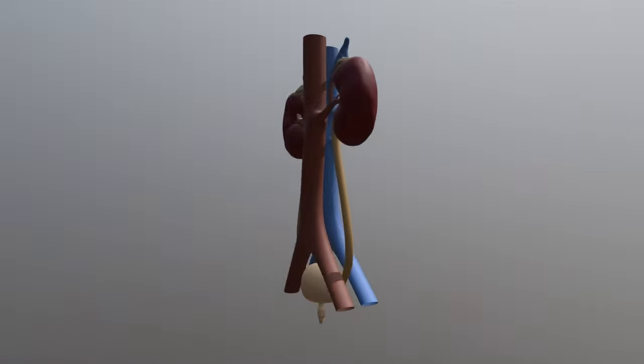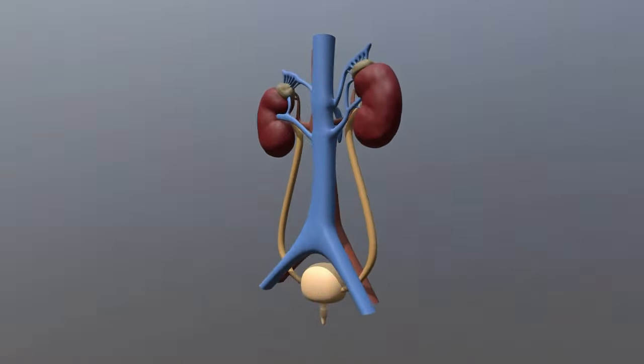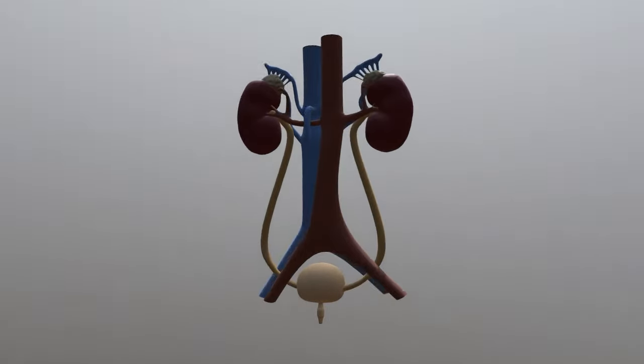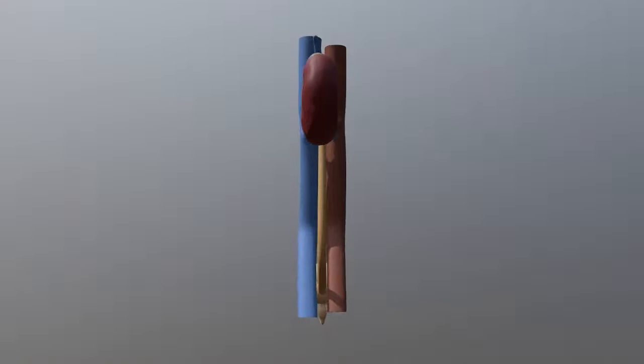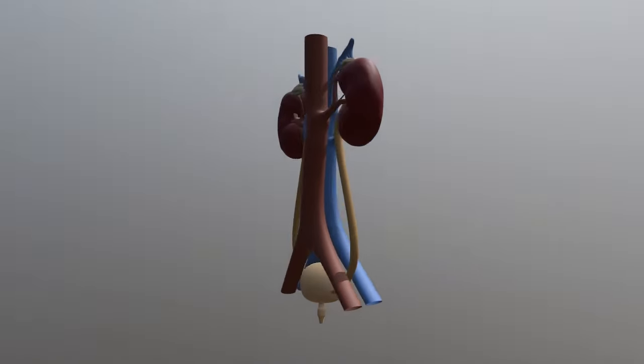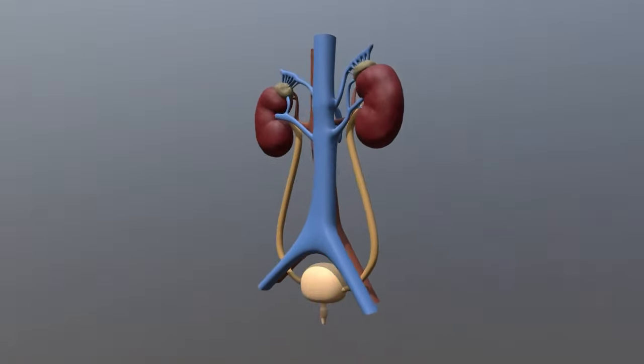The kidneys are a pair of bean-shaped organs located in the back of the abdomen. They are responsible for filtering waste products, such as urea and creatinine. The ureters are tubes that carry urine from the kidneys to the bladder. The bladder is a muscular sac that stores urine until it is eliminated from the body through the urethra.